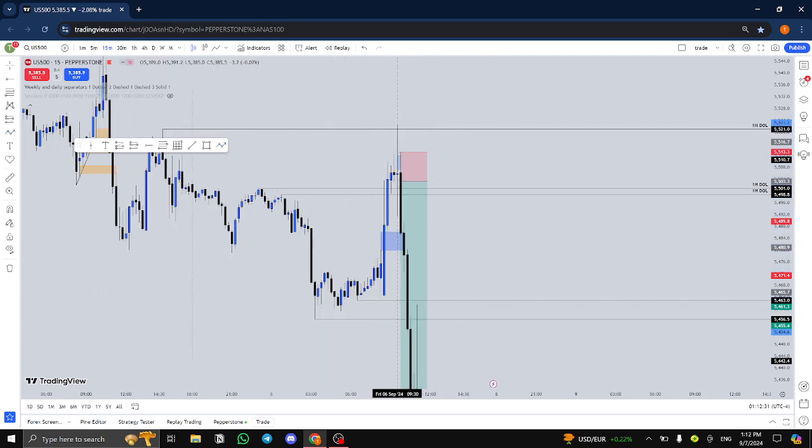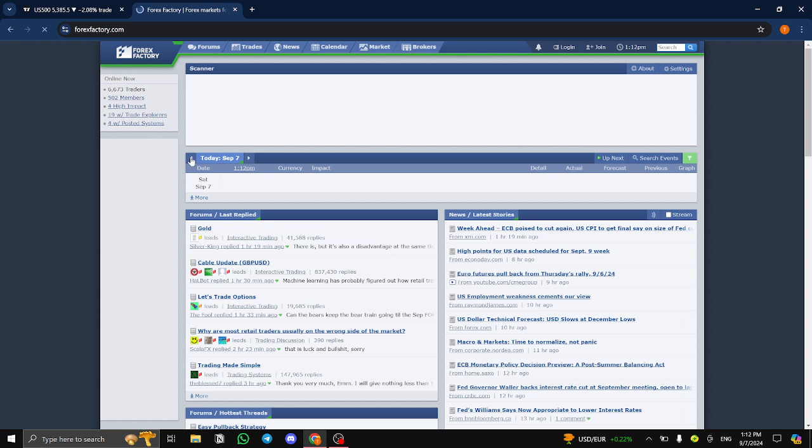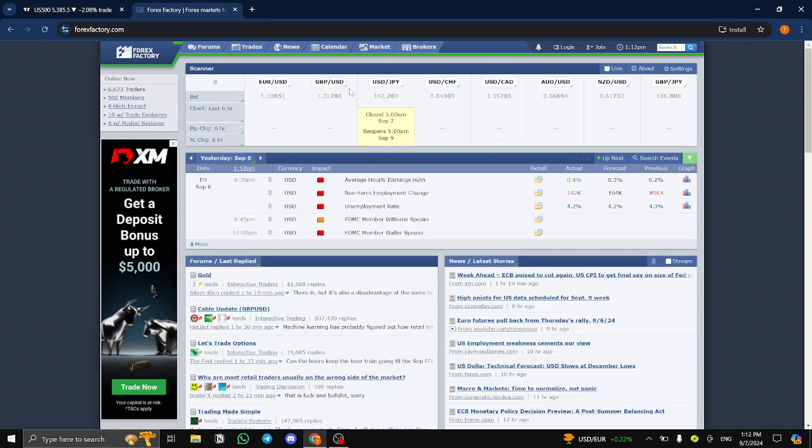Okay, and the one thing is that yesterday at 8:30 we had the news. Average hourly earning percentage went up, which corresponds to inflation rising, which is good for the dollar index. And NFP change, the number is saying red, but the previous month it was 89,000.